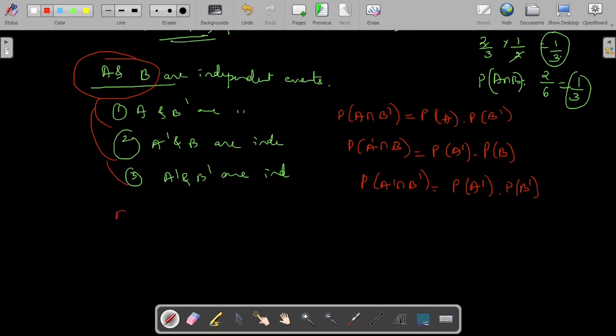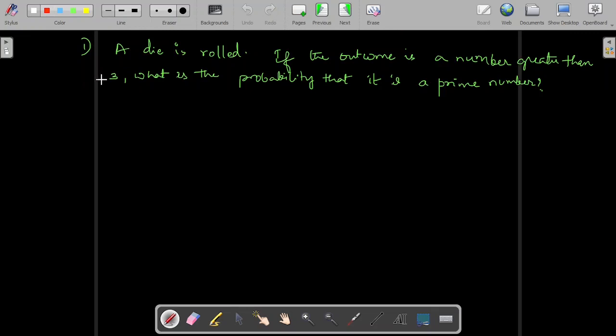And if A and B are mutually exclusive, then they can never be independent. Mutually exclusive, then A and B cannot be independent. So mutual exclusiveness and independent events are totally different. If they are mutually exclusive, then they can't be independent events. Now let us solve a few problems to understand the concept.